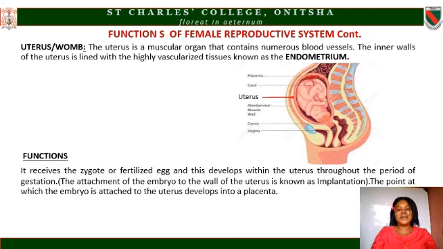The attachment of the embryo to the wall of the uterus is known as implantation. The point at which the embryo is attached to the uterus develops into a placenta. The placenta gives nourishment, or provides food, to the growing baby and also removes waste from the baby's blood.